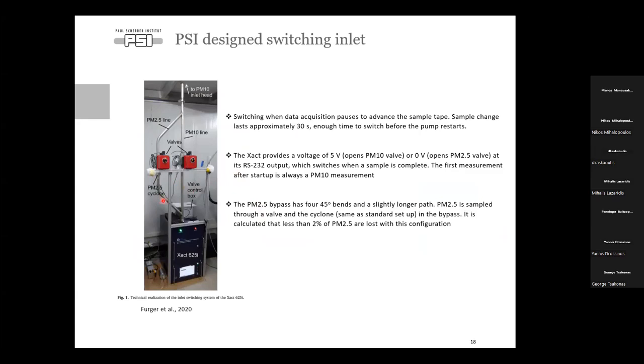So practically, it's very simple in its approach. We have two lines with two valves, and then we have a straight line that goes to the PM10 line, and then we have another line that bypasses and goes through a cyclone, a PM2.5 cyclone. Then one valve closes, the other valve opens, and then for 1 hour we can have PM10 sampling, and the next hour we can have PM2.5 sampling.